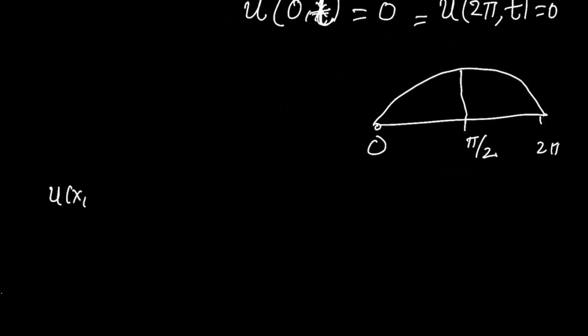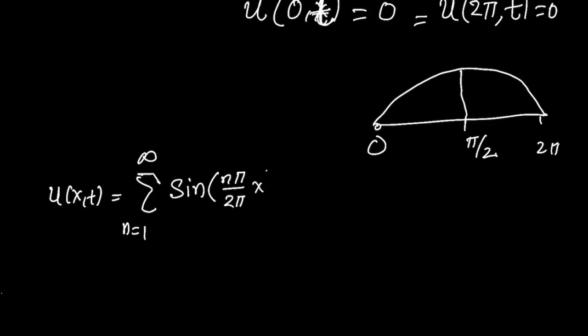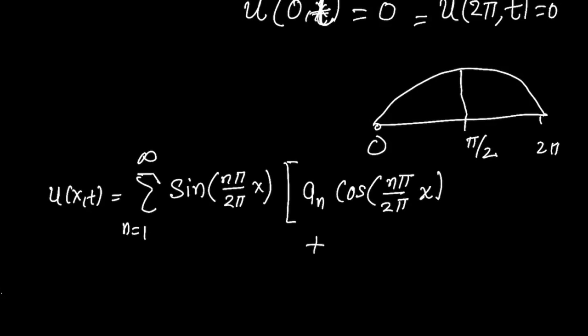So u(x,t), the solution, is going to be the summation, n varying from 1 to infinity, of sine n pi divided by L, what is L, 2 pi, and then x, and then a_n cosine, c is 1, n pi over L, which is 2 pi, x, plus b_n sine n pi divided by 2 pi over x.